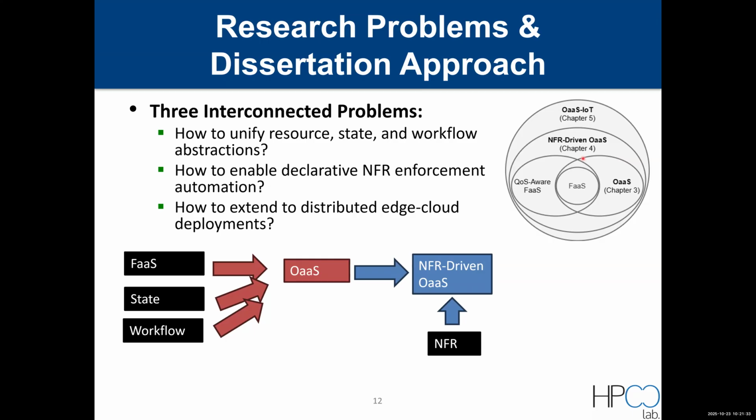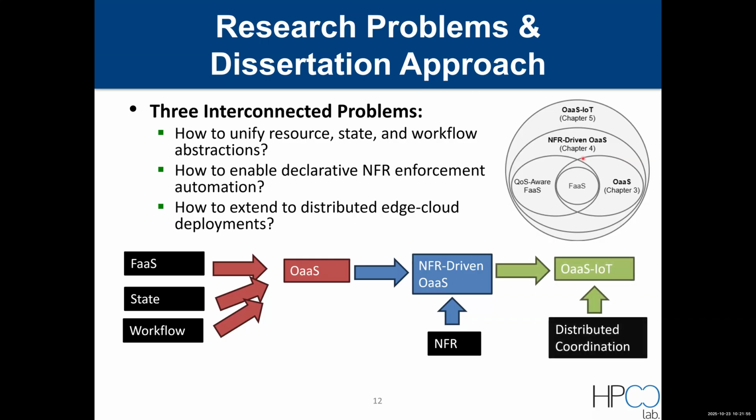Now that we have unified everything into a single platform, it seems that we can enforce this by automation. Previously that was almost impossible because everything was fragmented; if you wanted to automate it, it needed to be automated at the cloud level, and everything was limited by what they give you. And lastly, we thought about how to extend this platform to edge cloud deployment. So we came up with the IoT extension that we call OS IoT, which basically adds the element of distributed coordination.